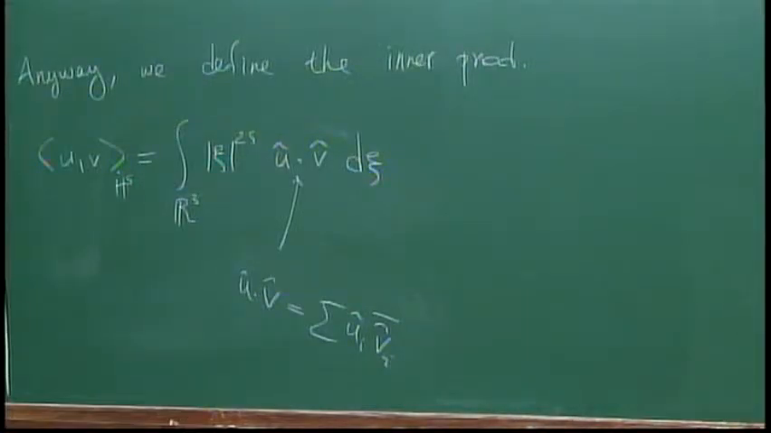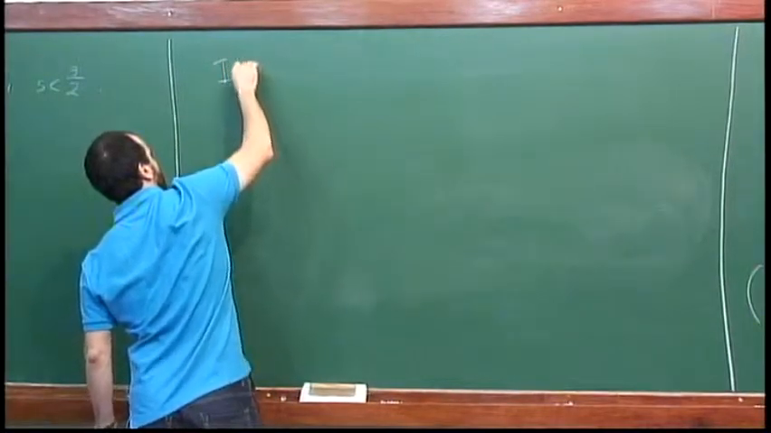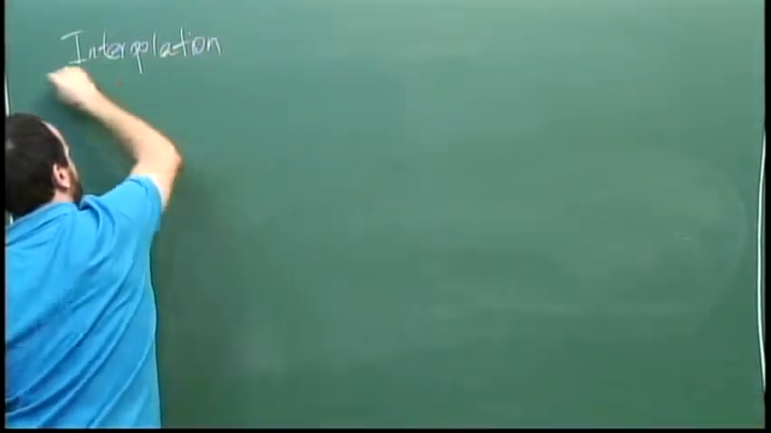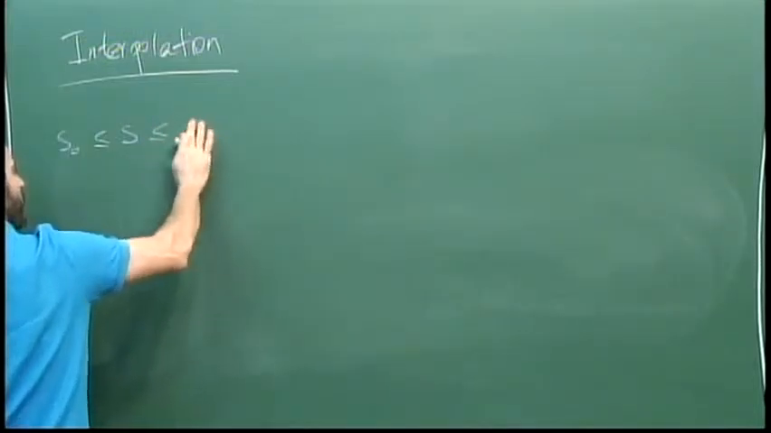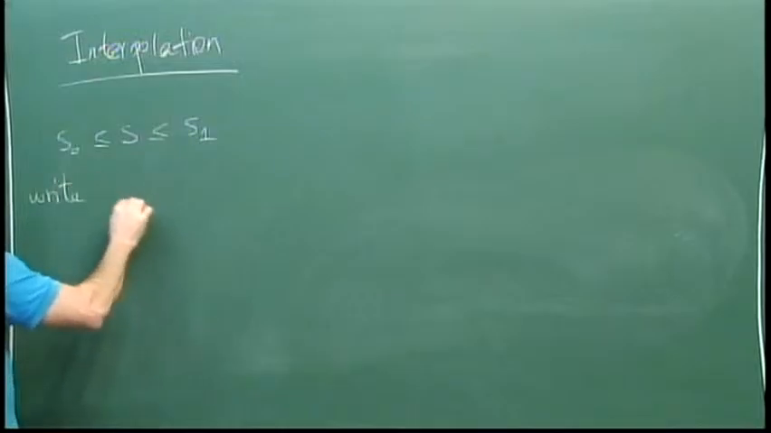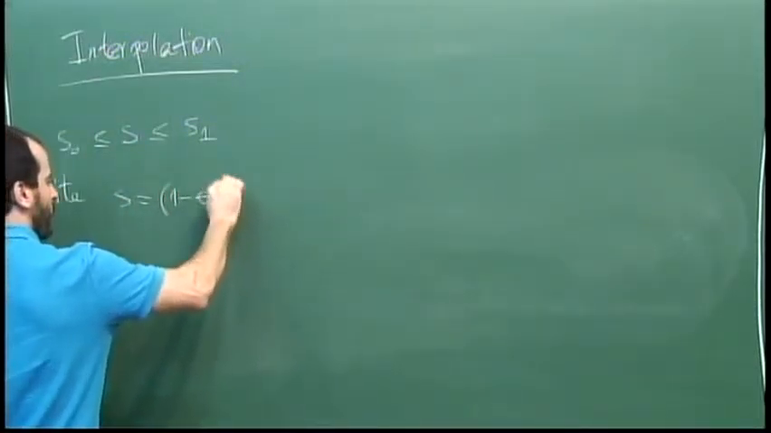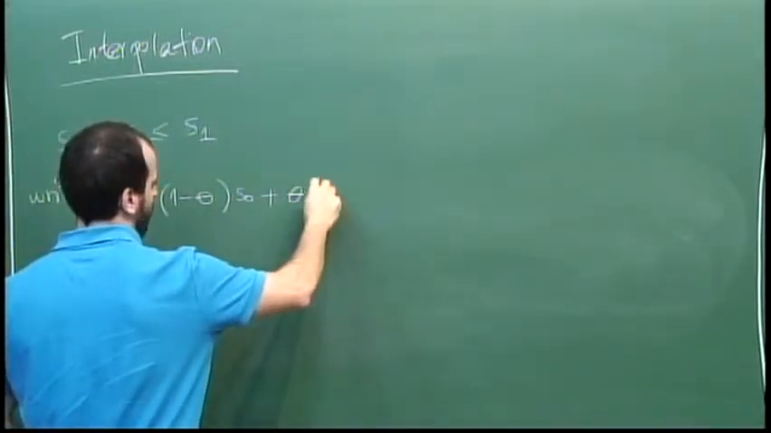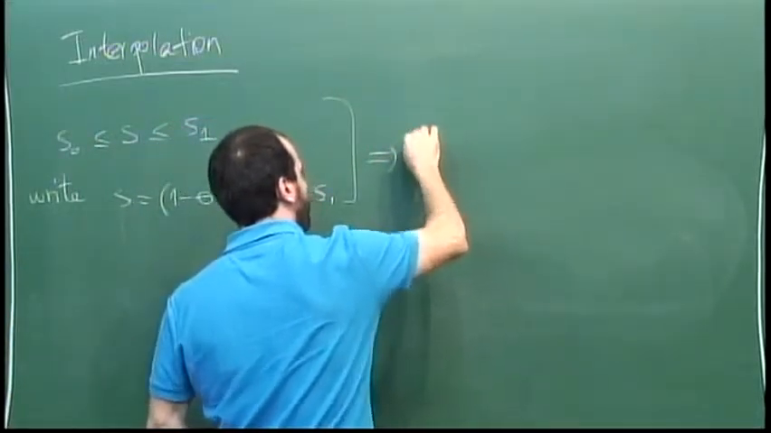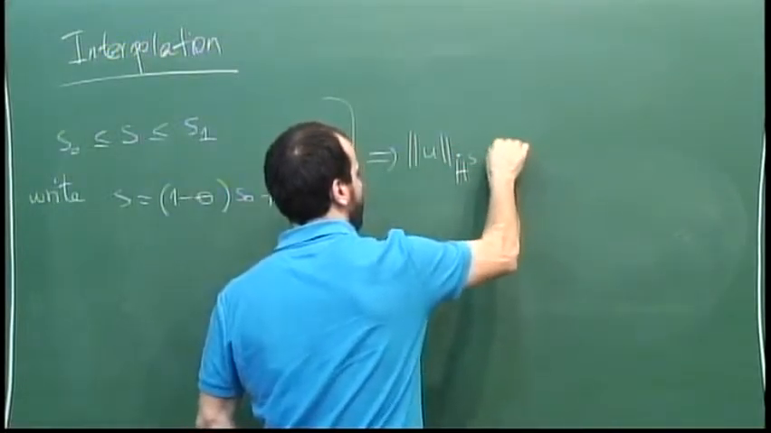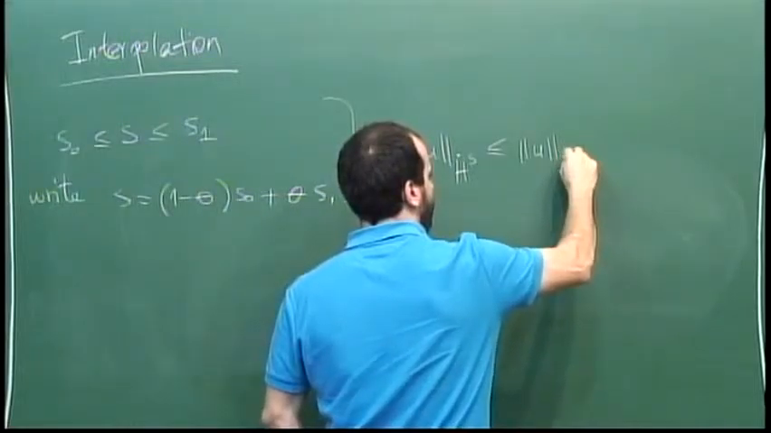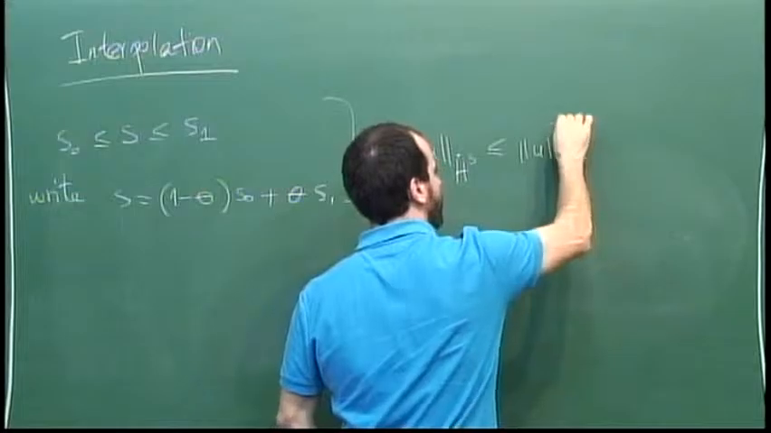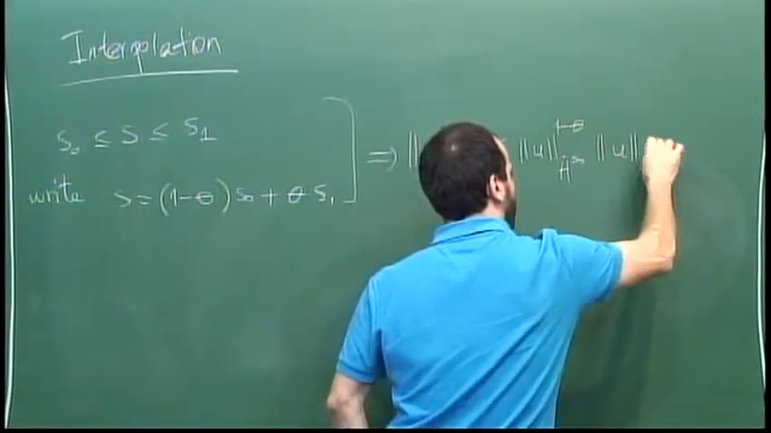Then for these spaces, we have an interpolation inequality. You can't really compare two of them directly: if S1 is smaller than S2, you don't know which one is contained in which. There might not be a direct relation, but you find an interpolation result like this. If S is between S0 and S1, and you write S as a convex combination, (1 minus theta) S0 plus theta S1, we have that the norm of U in H dot S is less than or equal to the norm of U in H dot S0 to the 1 minus theta times the norm of U in H dot S1 to the theta.